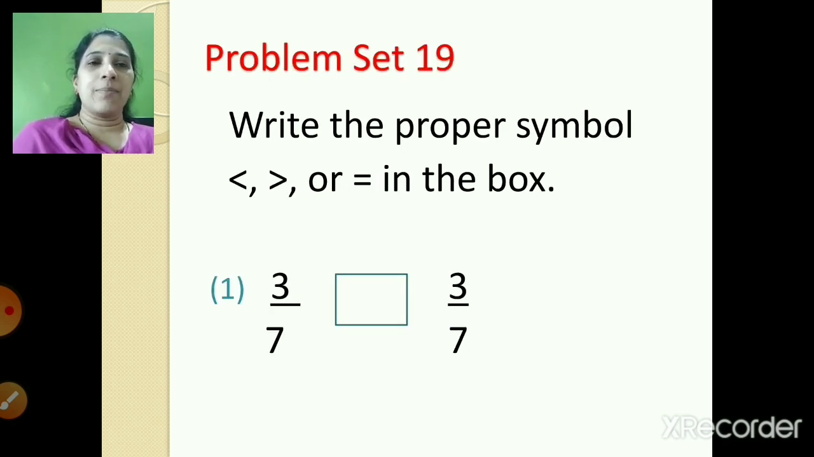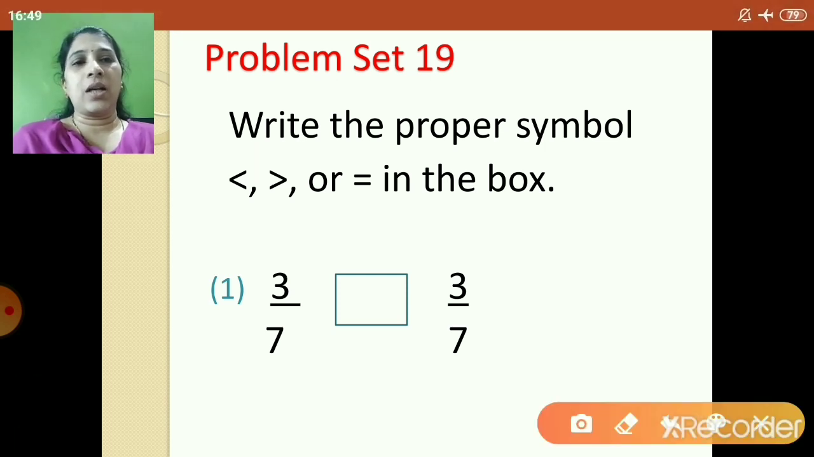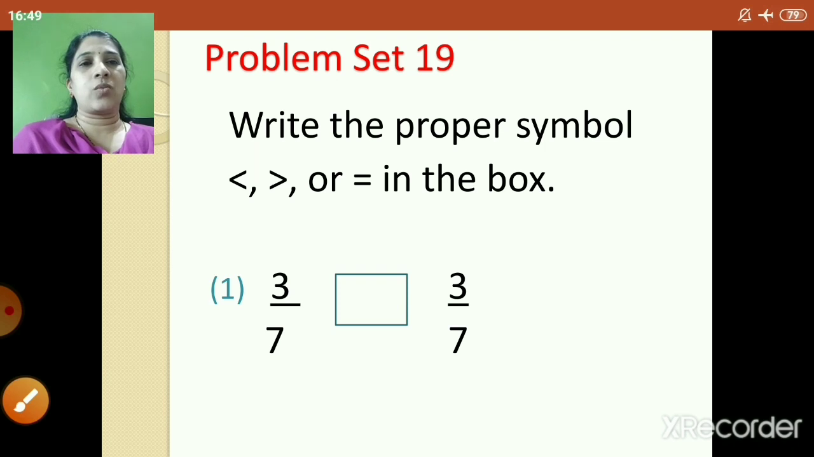Write the proper symbol, greater than, smaller than or equal to, in the box, right? So, what is your first one? 3 upon 7 and the other fraction is also 3 upon 7. Now children, you can see both the numbers are the same, 3 upon 7 and 3 upon 7. That means which sign will you put? Equal to sign. So the first problem is solved. Let's move to the next one.